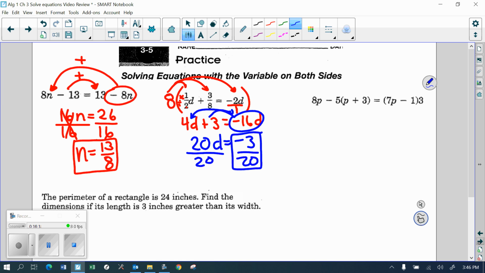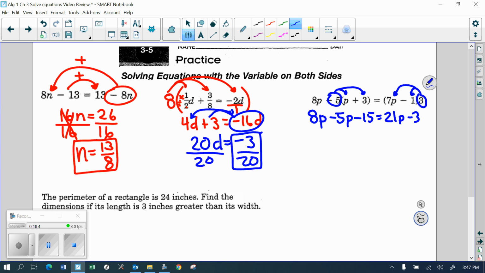Here, remember I have a number outside of parentheses. I must distribute. I picked this one because you have the distributive property on the left side of the equation and you have the distributive property on the right side. That's why I chose it. You have to look to see that. So I have 8p minus 5p, distributing the 5 through, minus 15 equals 21p minus 3.